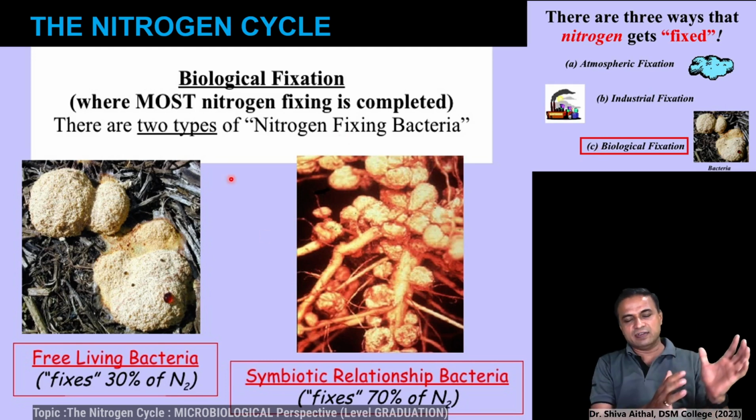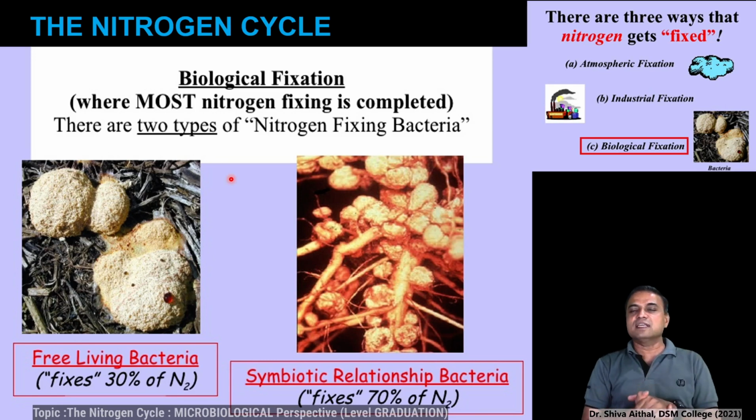One is free living, which are not associated with any plant or plant organelles, and the other is symbiotic nitrogen fixing bacteria, which are associated with the plant. They form a root nodule. Why do they form the root nodule? There is a very interesting story behind it.